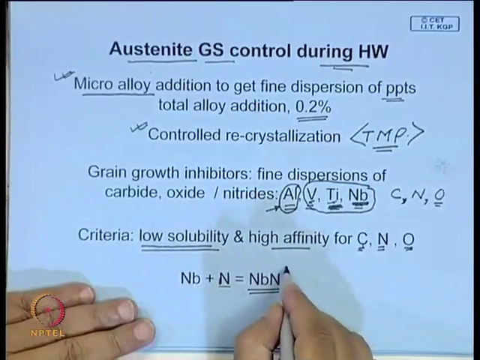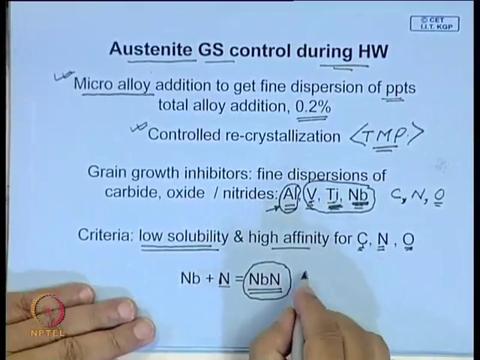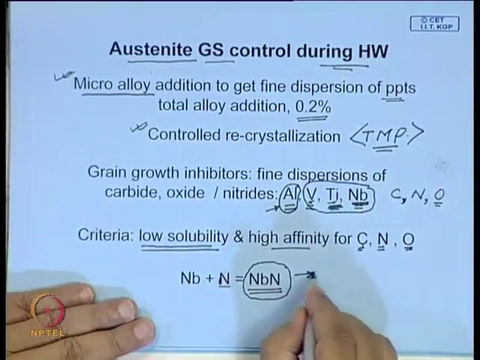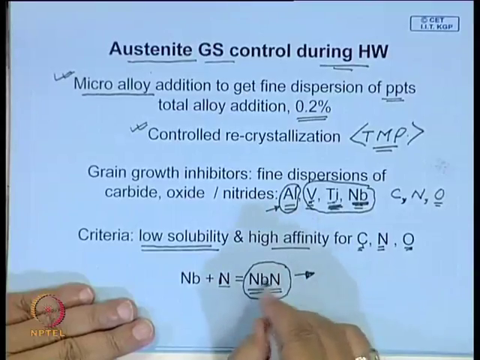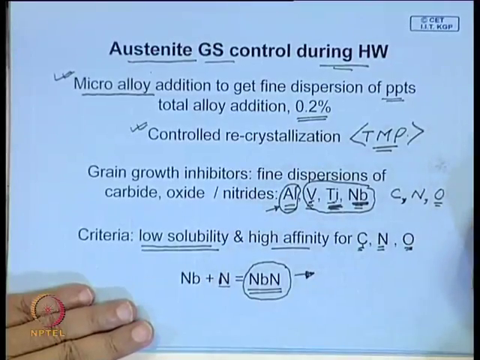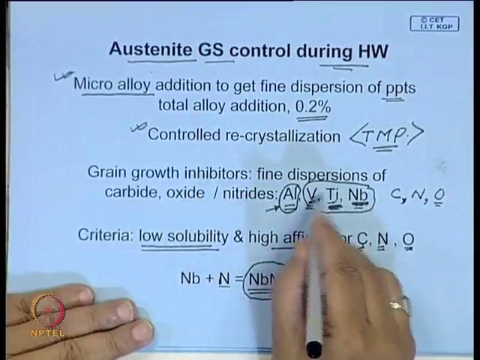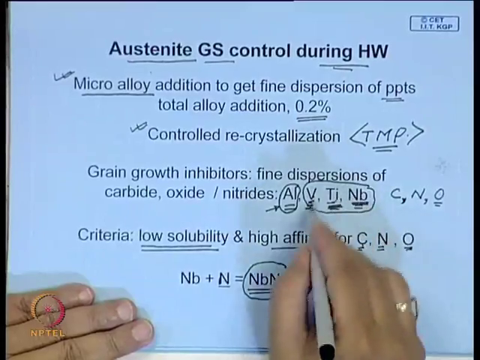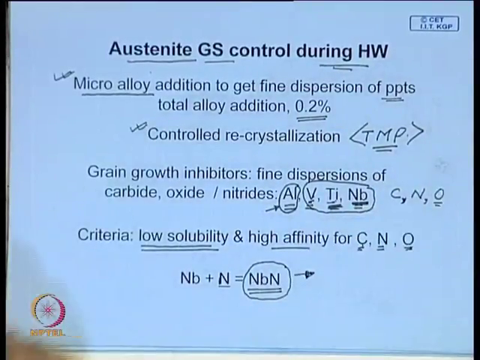Now, it is quite important to know at what temperature this niobium nitride will form, and whether we can control its formation during hot working. Not only niobium, there may be other alloy elements, one or two, vanadium, titanium. So, how you can control the formation of each of these carbonitrides during hot working is the key to thermomechanical processing.